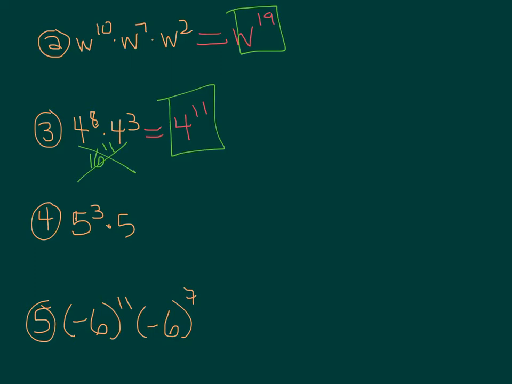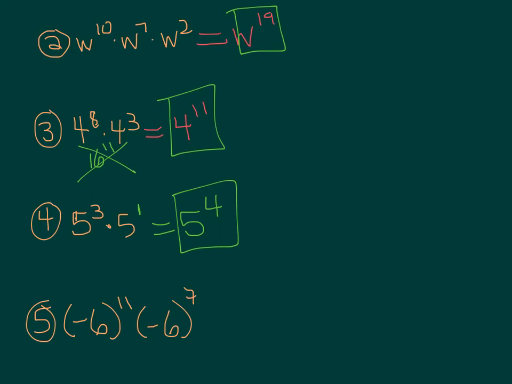So now 4 is a special type of problem because our second 5 has no exponent. However, if you remember, when we have just a 5, it actually does have an exponent, it's just like an invisible exponent. So that's actually the same as 5 to the first power. So what's going to happen is we're going to add our exponents, we just end up with 5 to the 4th.